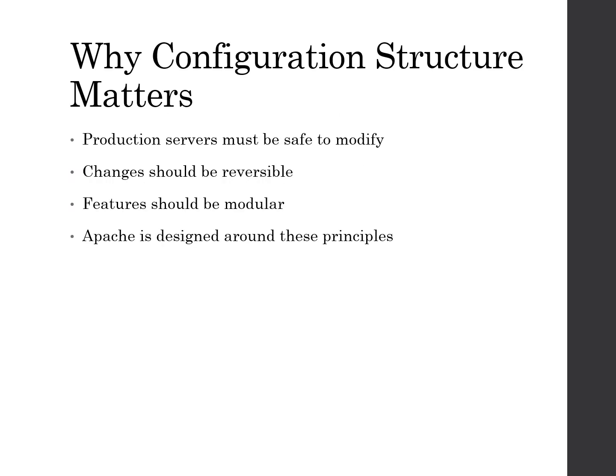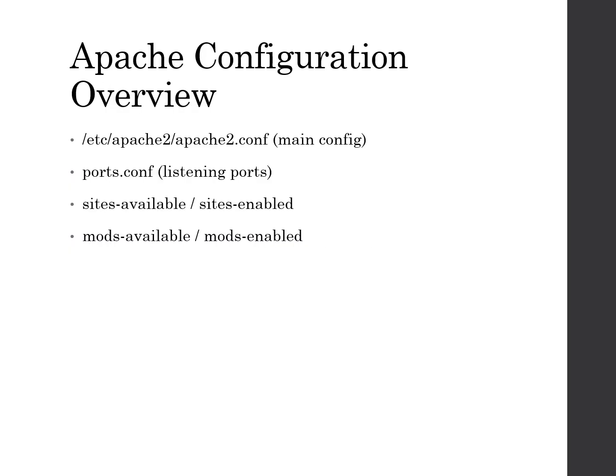Now, why does configuration structure matter? Well, production servers have to be safely modified. You can't end up disabling or breaking a feature and causing a lot of loss of money for your company. And that's not very good. So often you want changes to be reversible. If something goes wrong, you should be able to fix it pretty immediately. And you want to make your features modular. And that's one of the things about the configuration file and different configurations is that you can actually make it very modular this way. And that's how Apache is actually centered around these design principles.